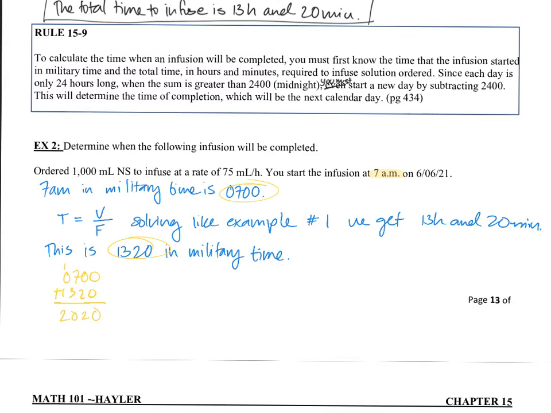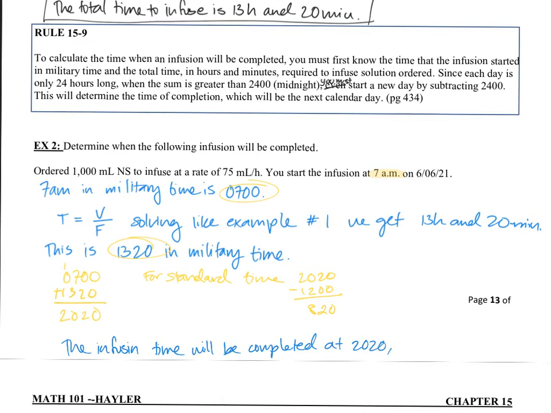For standard time, you'll take the 2020, subtract 12 from it, and you'll end up with 820. So the infusion time is going to be completed at 2020. Let me write that out in blue. The infusion time will be completed at 2020, which is 8:20 p.m.